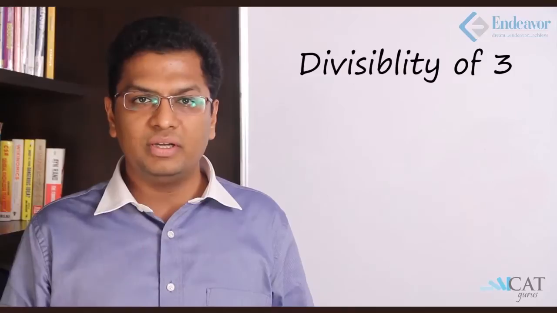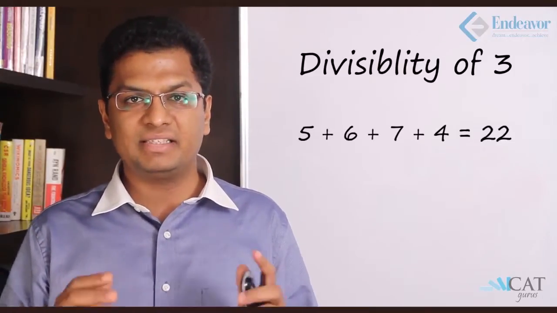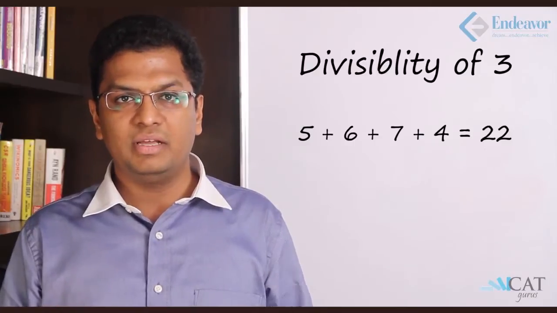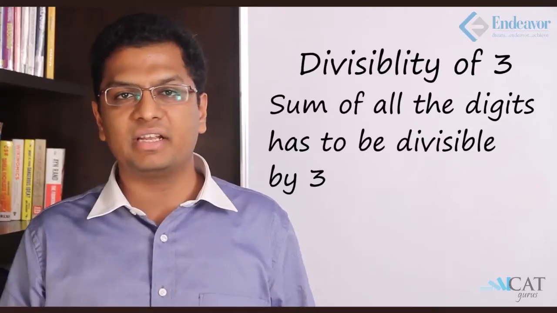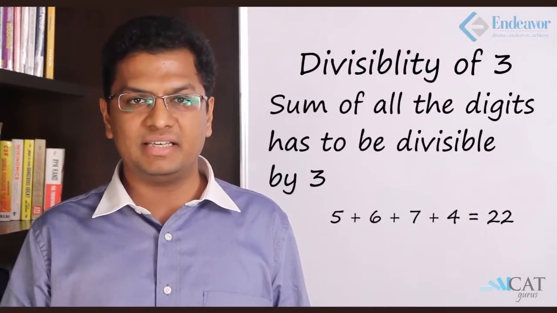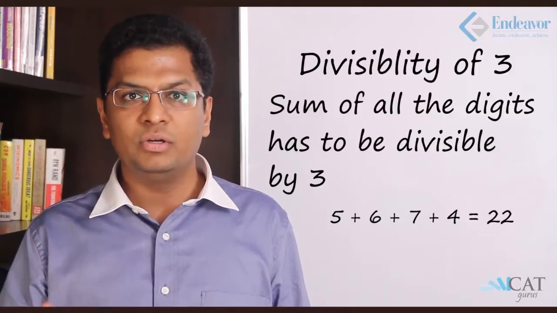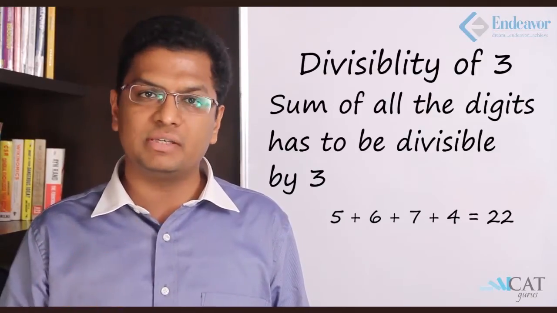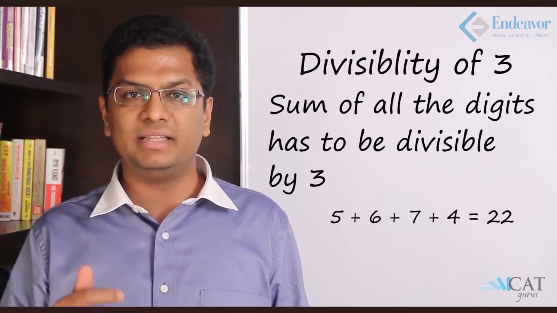Let's check about 3. How do we check if a number is divisible by 3 or not? Now here there is a different rule altogether. For 3, all we need to do is say 5674 has to be checked, then 5 plus 6 plus 7 plus 4. Now that is nothing but the sum of all the digits that we are given in the number. So 5 plus 6 is 11, plus 7 is 18, plus 4 is 22. Now 22 we know is not divisible by 3. So 5674 is not divisible by 3.